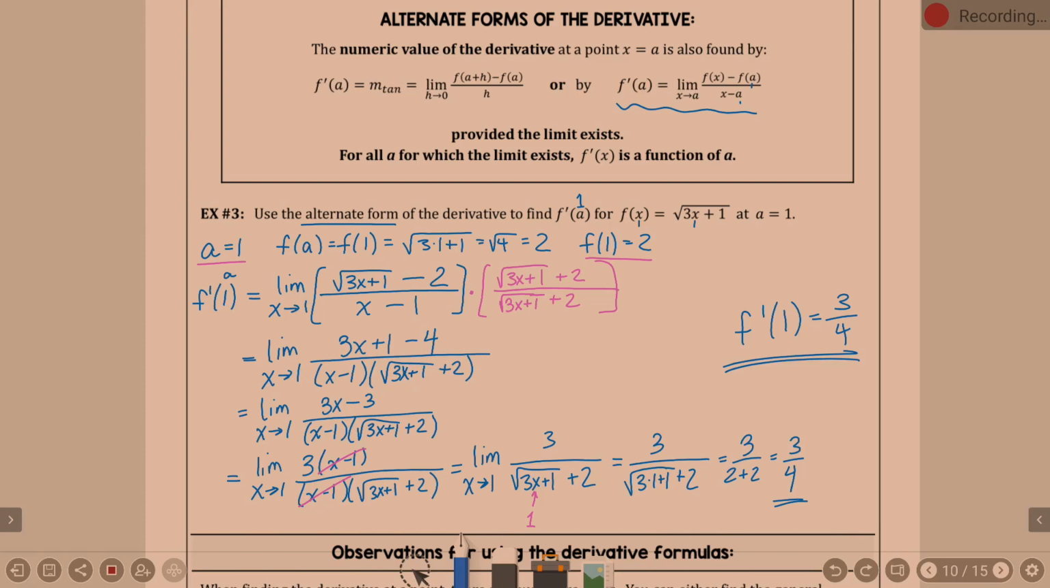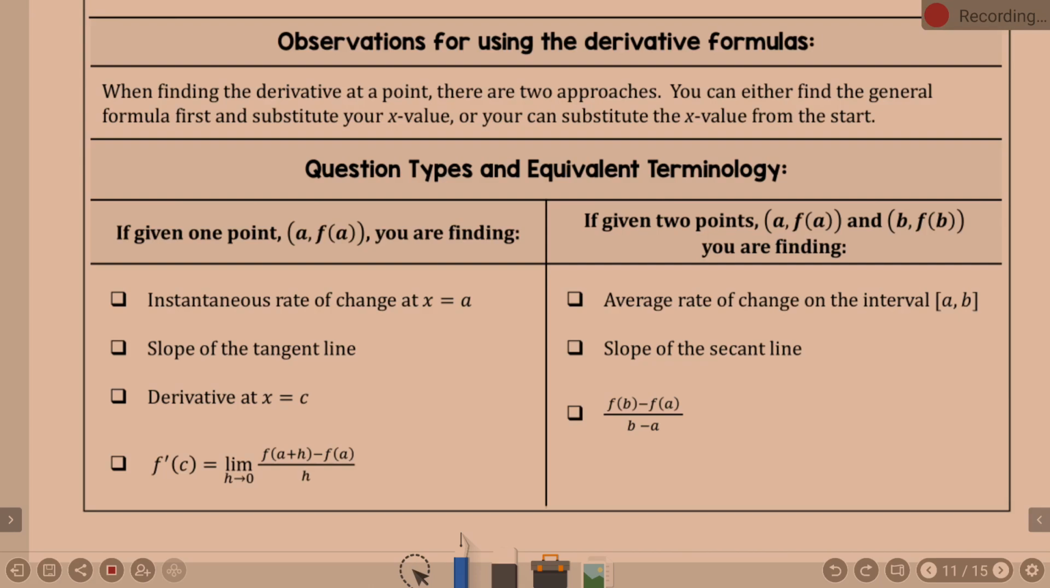We're getting to be pros at this formula, I take it. It seems to be going pretty smoothly, which is good. Let's see. There's some observations down here, just kind of tying some things together. When finding the derivative at a point, there's 2 approaches. You can either find the general formula first and then substitute your x value in, or what we just did is we substitute our x value in from the start. If you had multiple x values you were going to need to sub in, I would say find the formula and then just sub in the values. That way you're not doing all the hard work more than once.